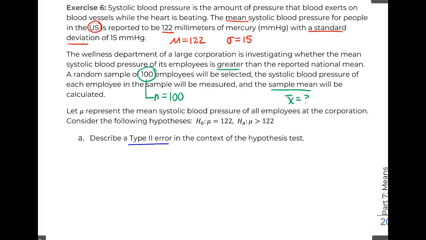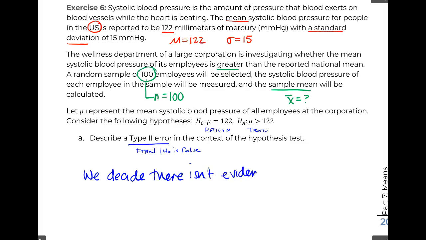So remember, a type 2 error is when we fail to reject the null, but the null is actually false. Or we can think of it as when the truth is the second one, but we decide this. So a type 2 error in this context is that we're going to decide to fail to reject the null, right? We're going to say there's not enough evidence to show it's higher, but it really is higher. So there isn't evidence, I guess it's not we, it's the wellness department, but whatever. There isn't evidence to conclude it's higher. And I'll be lazy, systolic blood pressure is higher when it actually is.